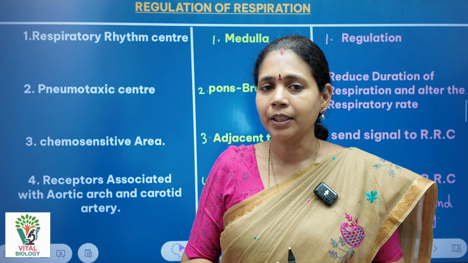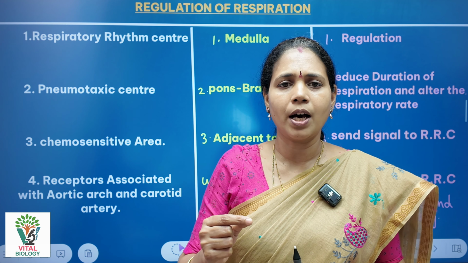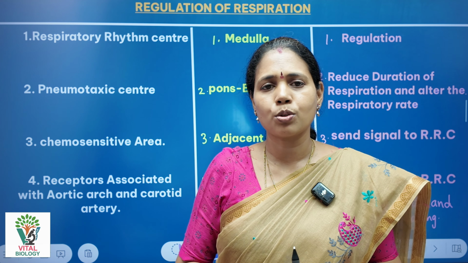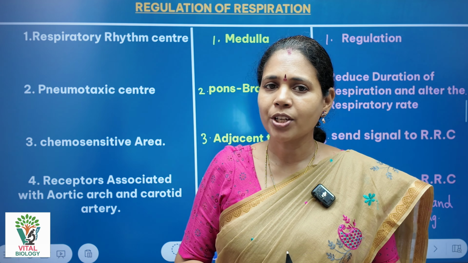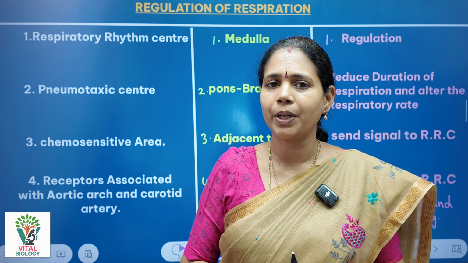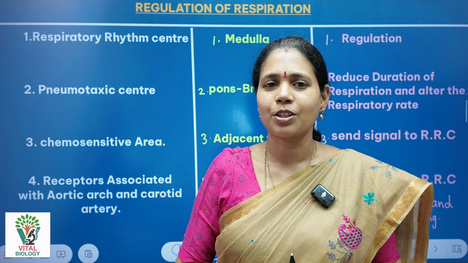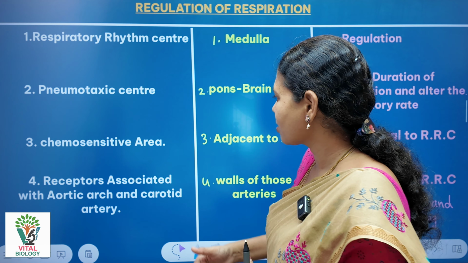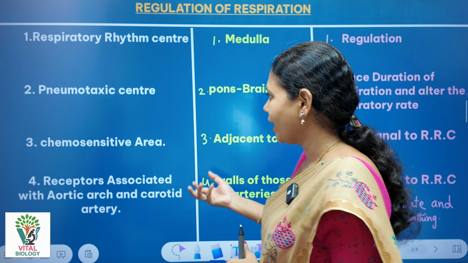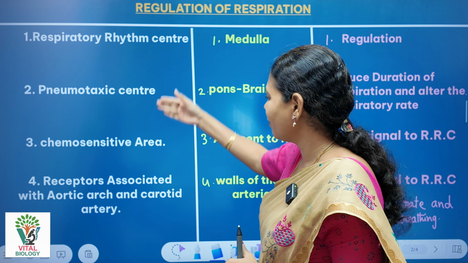And not only in the brain, but also a few of the blood vessels which are connected to the heart have receptors in their walls which can sense carbon dioxide and hydrogen ion levels in the blood, and according to that make adjustments in the respiration. So what are those centers, those sensitive areas which can sense carbon dioxide and hydrogen ions? Here we can see.